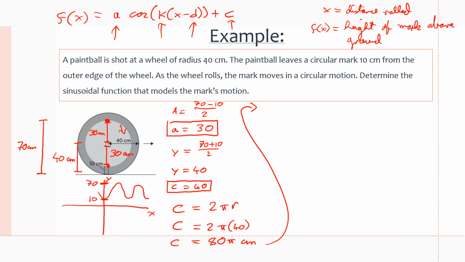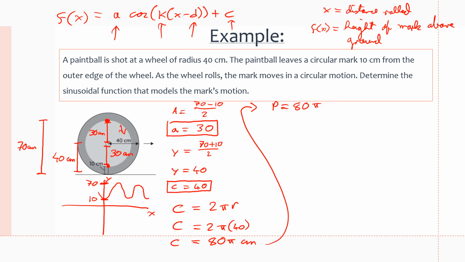The period will be the whole circumference of the circle, because one roll of the wheel means this mark will go all the way to the top and then all the way back to the bottom. And the distance covered by the wheel will be the circumference of the wheel, because it does one rotation, right? So this is actually going to be our period. Our period will be 80 pi.